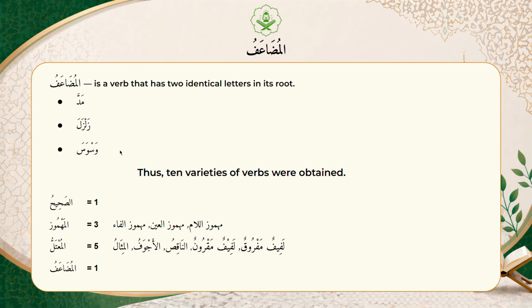It will be مضاعف. And so at the end we got 10 varieties of verbs. So we have 1 for صحيح, 3 for مهموز: مهموز الفاء, مهموز العين, and مهموز اللام. And for معتل we have مثال, أجوف, الناقص, لفيف مقرون, and لفيف مفروق. And we have 1 مضاعف. So this is all the types of verbs.